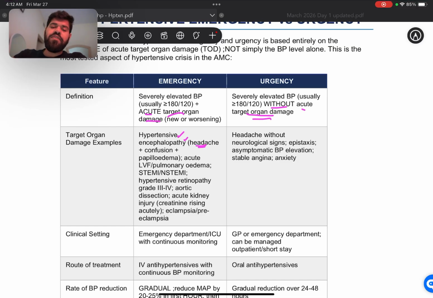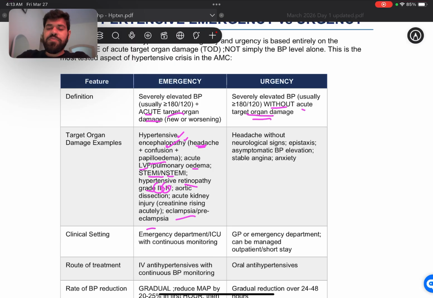That means they're going to have a headache, confusion, papilledema, acute left ventricular failure, LVF, and pulmonary edema, STEMI, hypertensive retinopathy, grade 3 to 4 retinopathy, then aortic dissection, acute kidney injury with creatinine rising acutely. Then in pregnancy, we have eclampsia and preeclampsia.